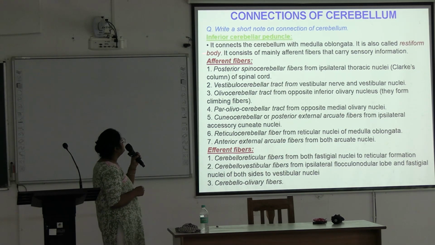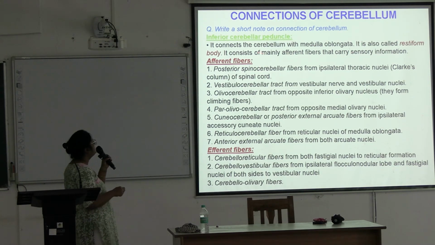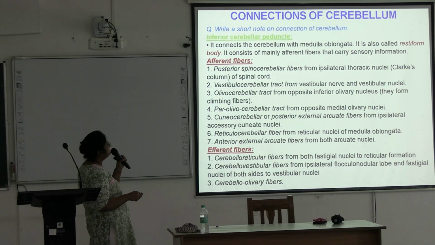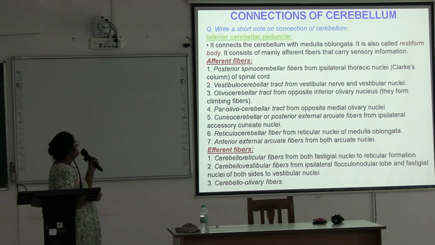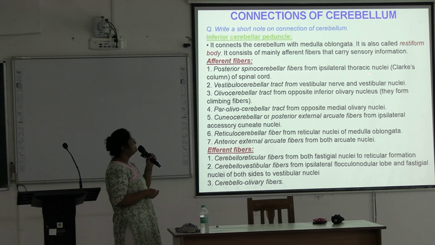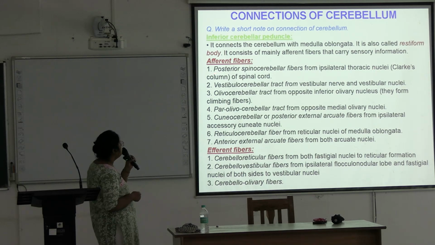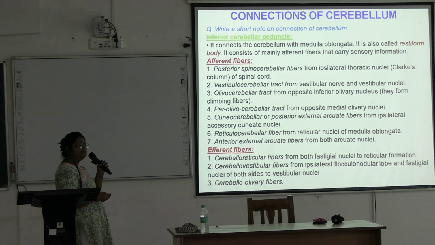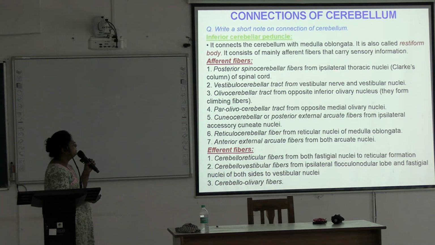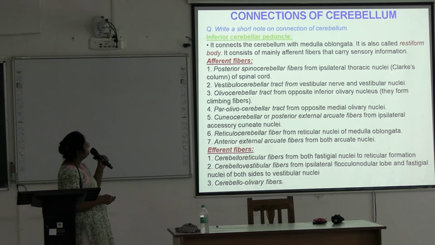Inferior cerebellar peduncle connects the cerebellum with the medulla oblongata, also called restiform body, consists of mainly afferent fibers that carry the sensory information. Afferent fibers are these posterior spinocerebellar fibers from the ipsilateral thoracic nuclei, that is Clarke's column of the spinal cord. Next is vestibulocerebellar tract from vestibular nerve and vestibular nuclei.